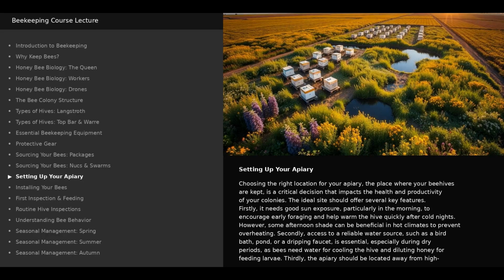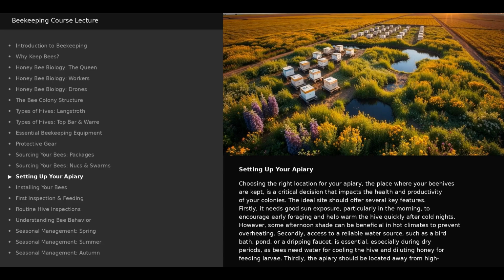Setting up your apiary. Choosing the right location for your apiary, the place where your beehives are kept, is a critical decision that impacts the health and productivity of your colonies. The ideal site should offer several key features. Firstly, it needs good sun exposure, particularly in the morning, to encourage early foraging and help warm the hive quickly after cold nights. However, some afternoon shade can be beneficial in hot climates to prevent overheating.